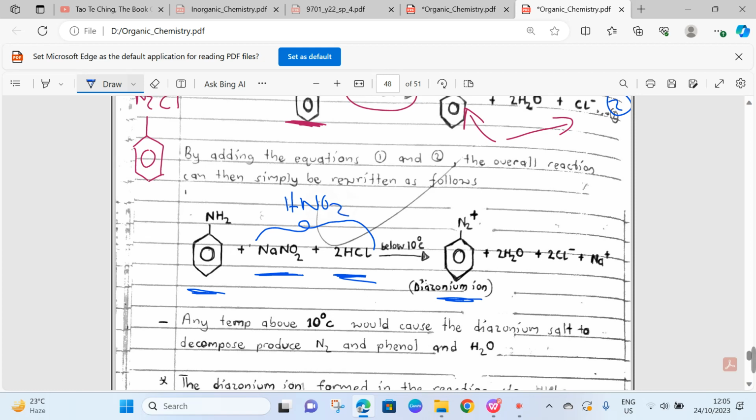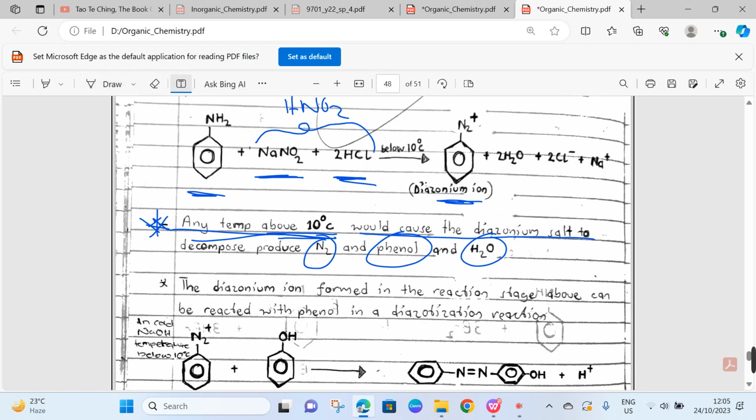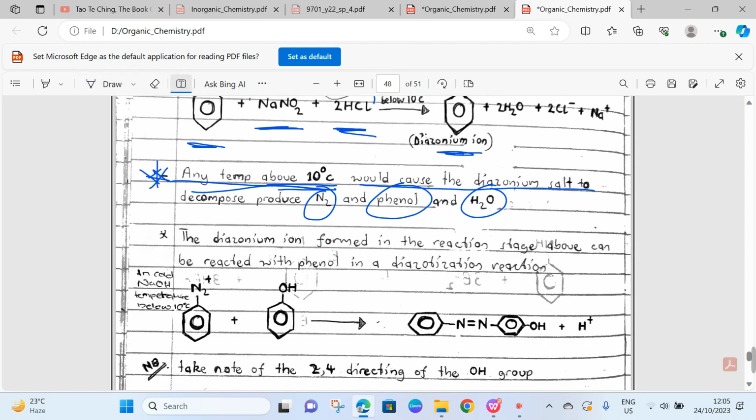Now, this point, guys, is very, very important. It's a nice to know statement. Any temperature above 10 degrees Celsius would cause the diazonium salt to decompose into nitrogen, phenol, and water. That's all there is to it. You should know this statement, guys. The more you think and revisit this video and read these notes, the better for you. I recommend that you do.